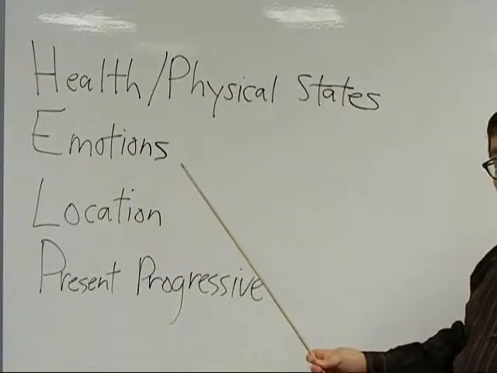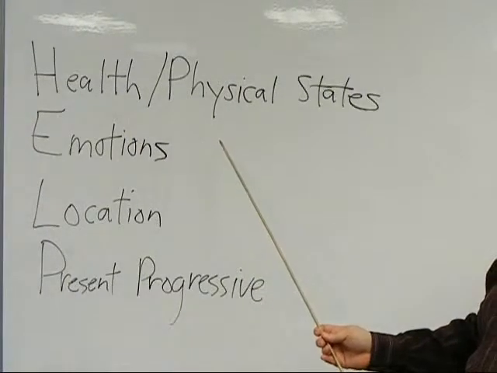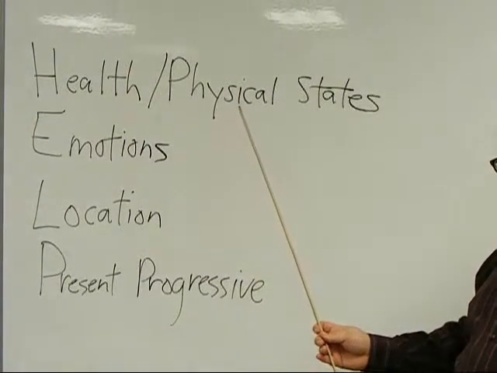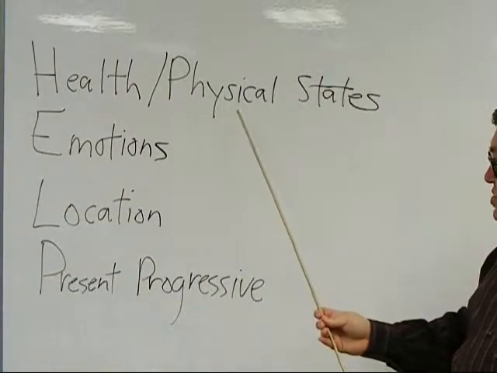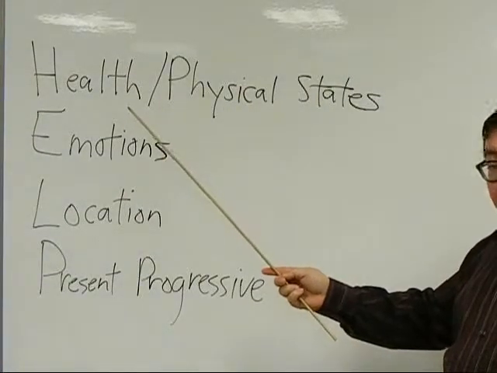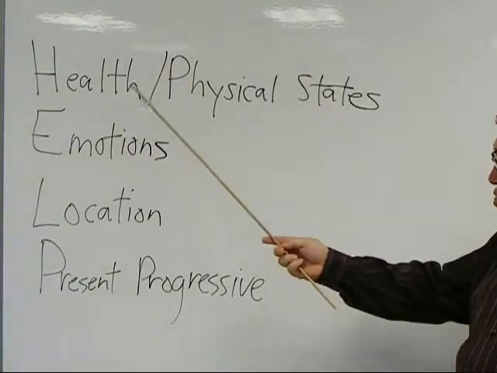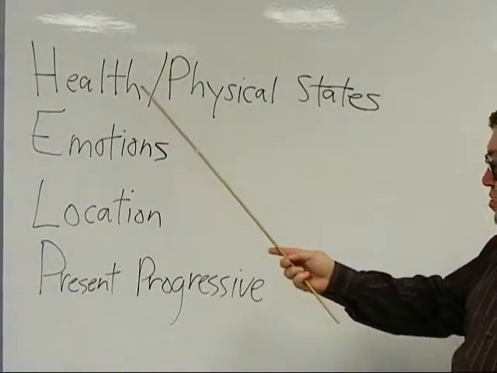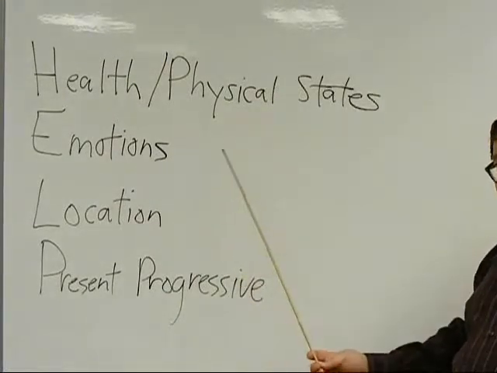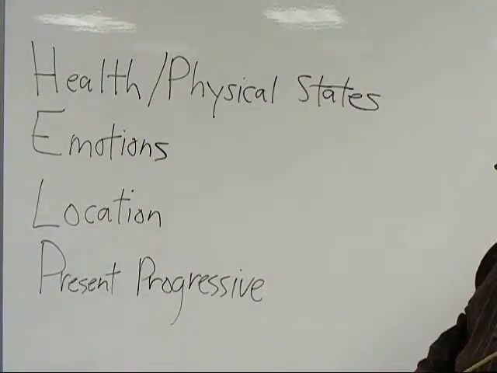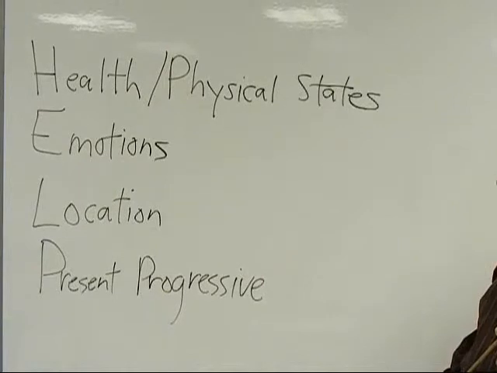So, for example, you have the word enojado at the bottom of the page. That would be angry. You have the word cansado, which is tired. That would be a physical state. You have the word enfermo, which is sick. That would be health. And those words are all either health or physical states or emotions. And those are the first 2 categories for remembering the verb estar.